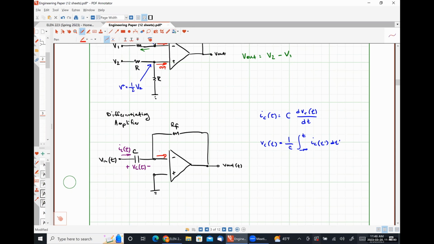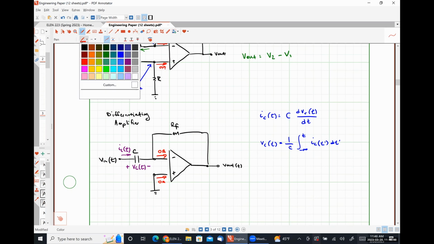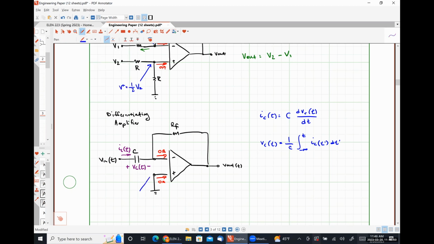So if we apply ideal op amp rule number 1, we know that no current can flow into either of our input terminals. And we can see that the voltage present at our non-inverting input terminal is 0 volts, which means the voltage present at our inverting input terminal must also be 0 volts.